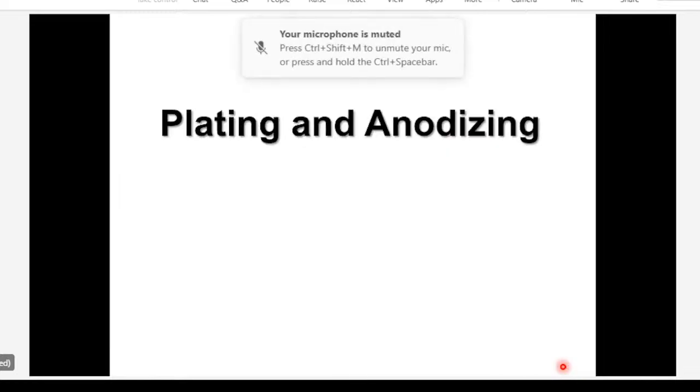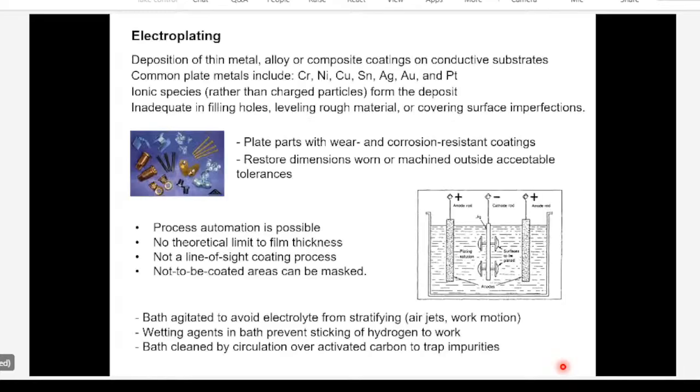Let us switch to plating and anodizing processes. Another group of important processes for surface modification and coating. Plating and anodizing. Electroplating. We know electroplating is commonly used to deposit all kinds of metals.